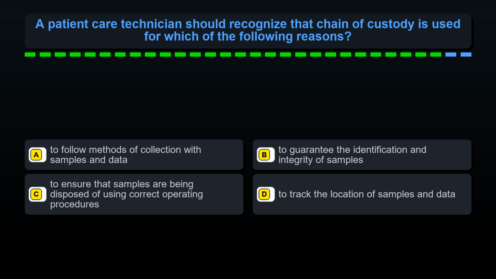Question 1. A patient care technician should recognize that chain of custody is used for which of the following reasons? Option A, to follow methods of collection with samples and data. Option B, to guarantee the identification and integrity of samples. Option C, to ensure that samples are being disposed of using correct operating procedures. Option D, to track the location of samples and data.